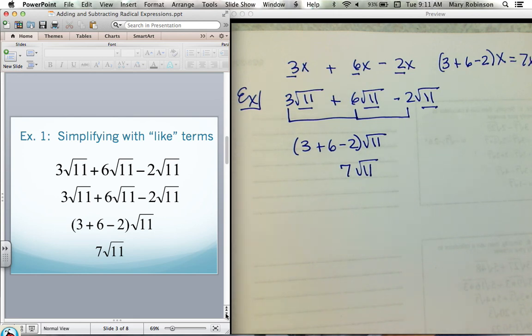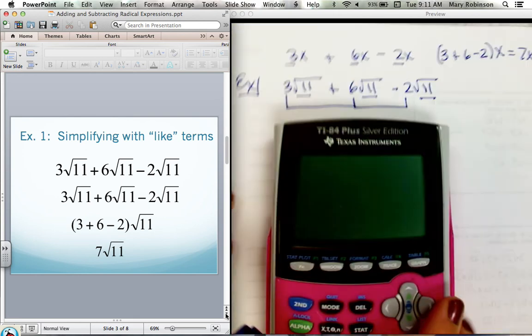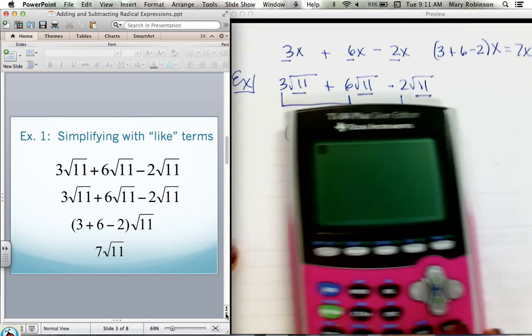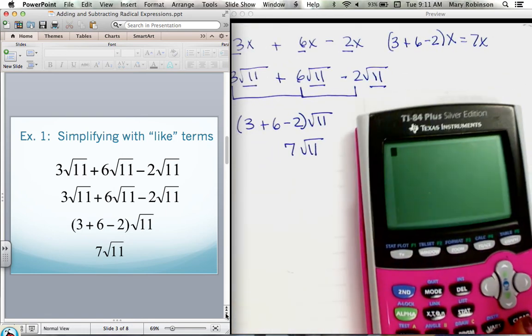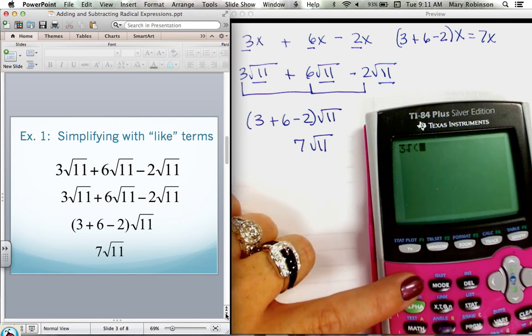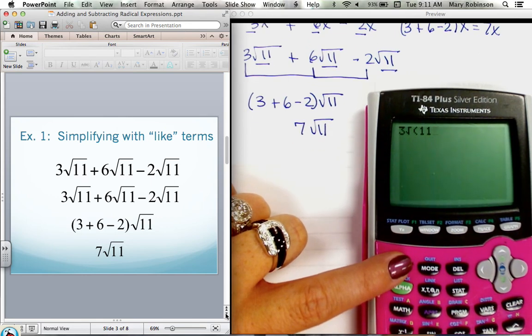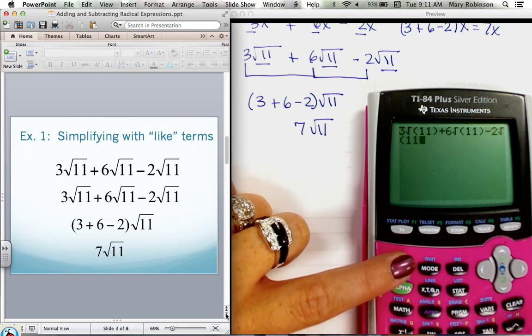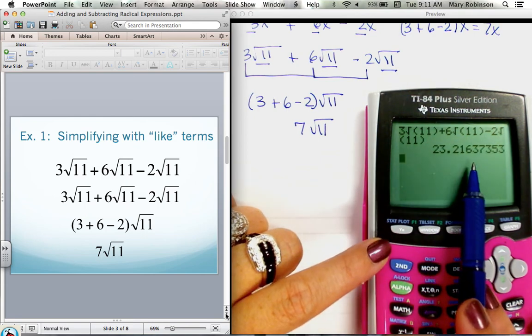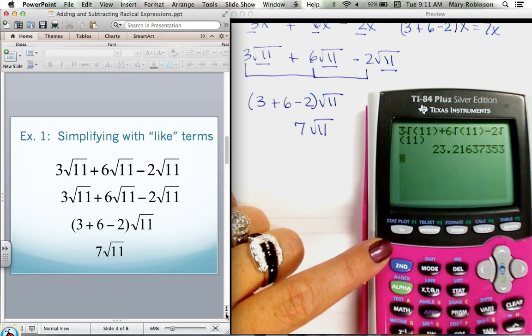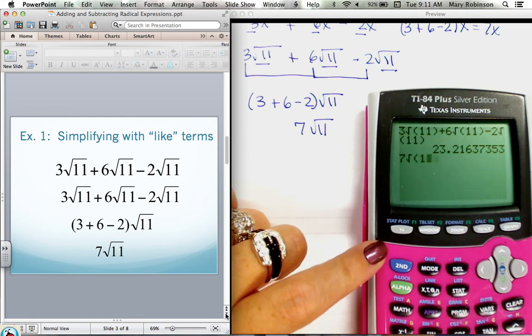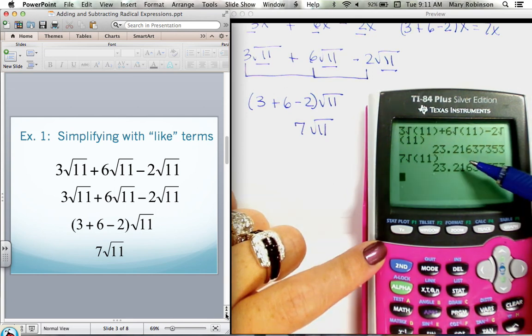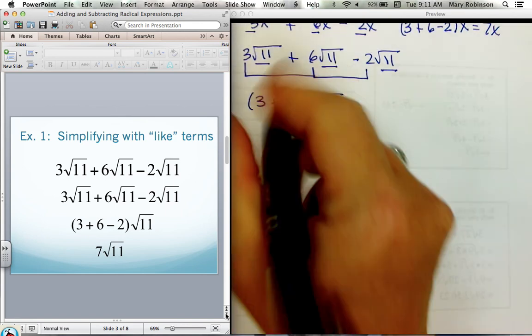However, we can verify our answer in our calculator. So in your calculator, I would want you to turn it on, then type in your original problem, so 3 square root of 11, close your parentheses, plus 6 square root of 11, minus 2 square root of 11, and we would get a decimal approximation of 23.2. If we type in our answer that we got, 7 square root of 11, and hit enter, we should end up with the same decimal value. This informs us that our answer is indeed correct.